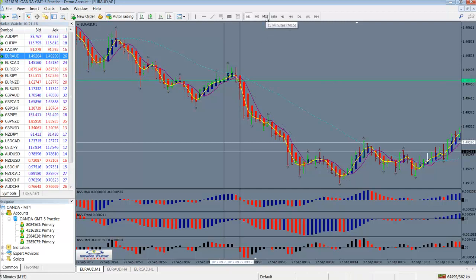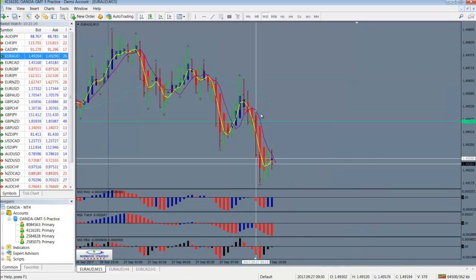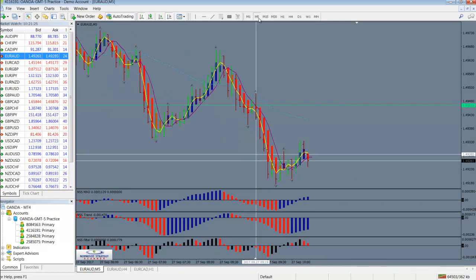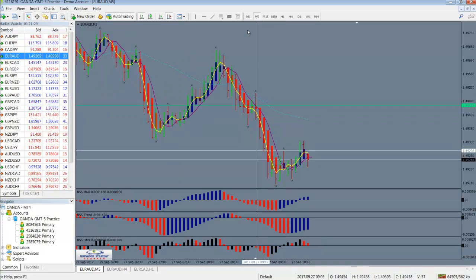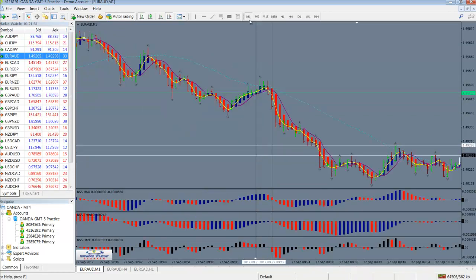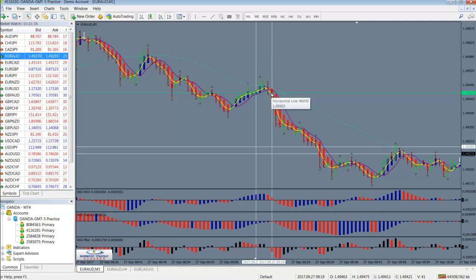So once again, the strategy is the 15 has to be a 4 bar, correct side of the 34. The 5-minute has to be a 4 bar, correct side of the 34. The 1-minute has to be a 4 bar, which it is. It has to be the correct side of the 34, but this one also has to have a saddle.